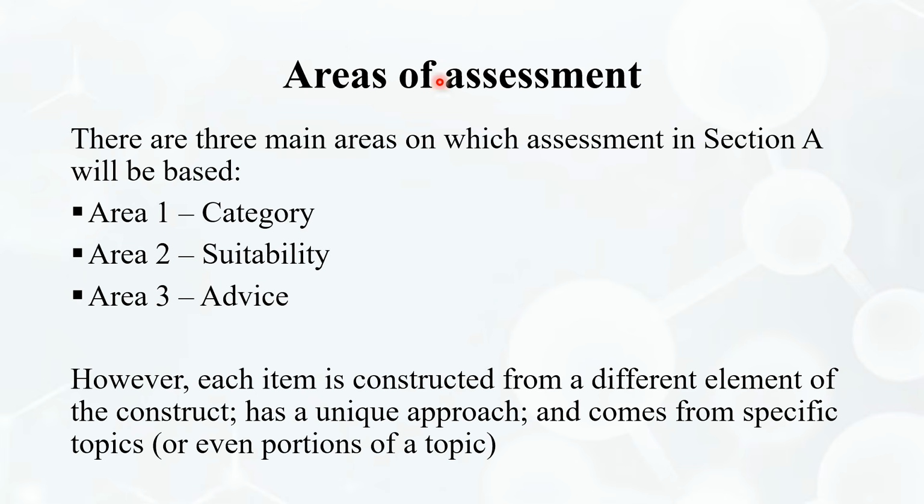But now we want to look at the areas of assessment. So we're saying that there are 3 main areas on which assessment in section A will be based. Now, the first area is the category. On any item that we give you in chemistry in section A, we expect one of the questions to be looking at the category of the substance, of the material, of anything that they're talking about in the scenario.